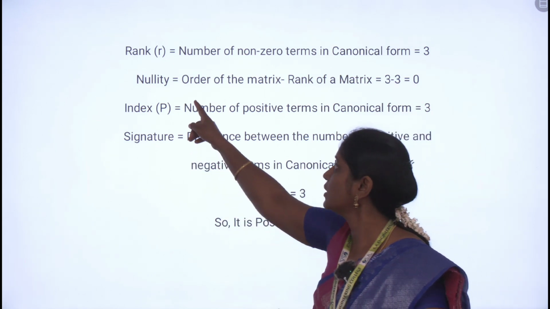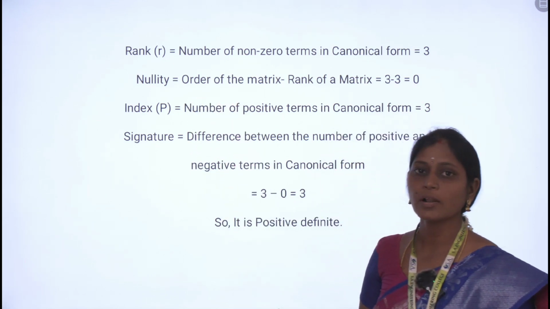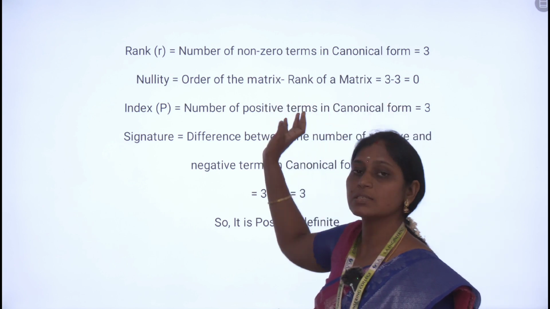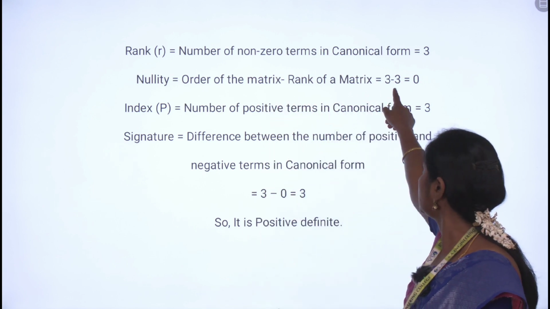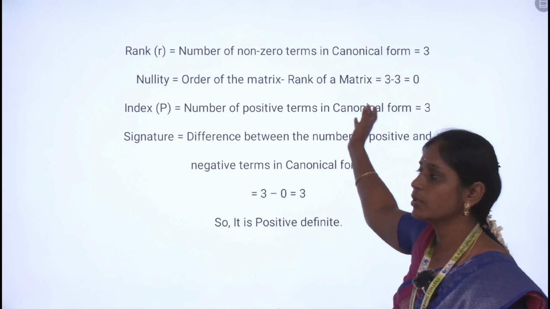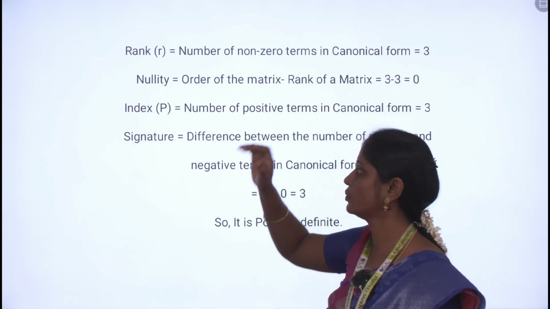Next, nullity. Nullity is equal to the order of the matrix minus the rank of the matrix. The order of the matrix is 3, as it is a 3 cross 3 matrix, and the rank of the matrix is 3. So 3 minus 3 is equal to 0. Therefore, the nullity here is 0.